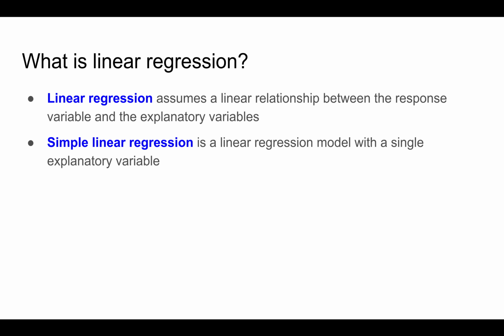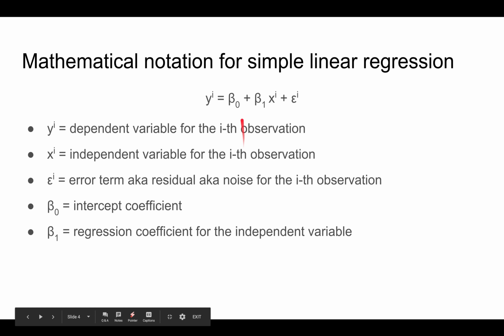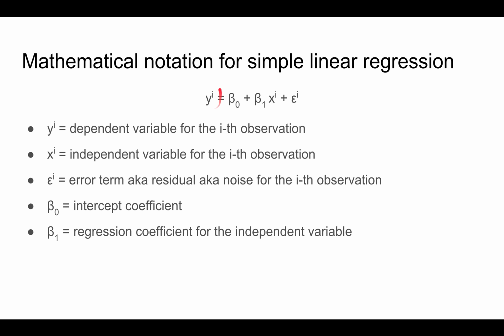So linear regression is based on assuming a linear relationship between the response variable and the explanatory variables. And this is some mathematical notation that is used for linear regression. Basically, the y denotes the dependent variable, x denotes the independent variable, beta are the regression coefficients, and epsilon is the error term or the residual.